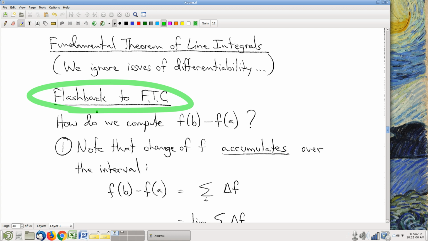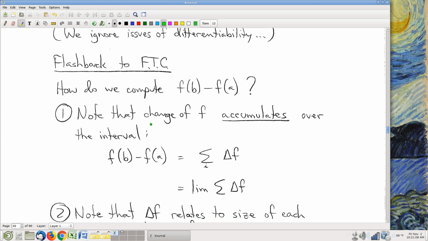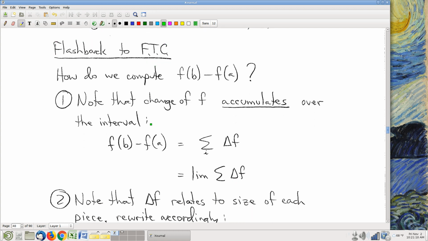And it's a bit of a weird point of view, you might say, on the fundamental theorem of calculus. Certainly there are easier ways to get to the fundamental theorem of calculus as a result. But let's think of it as follows. It's a way of computing change, f of b minus f of a. The exact opposite of how people mostly think of it, but let's think of it that way.